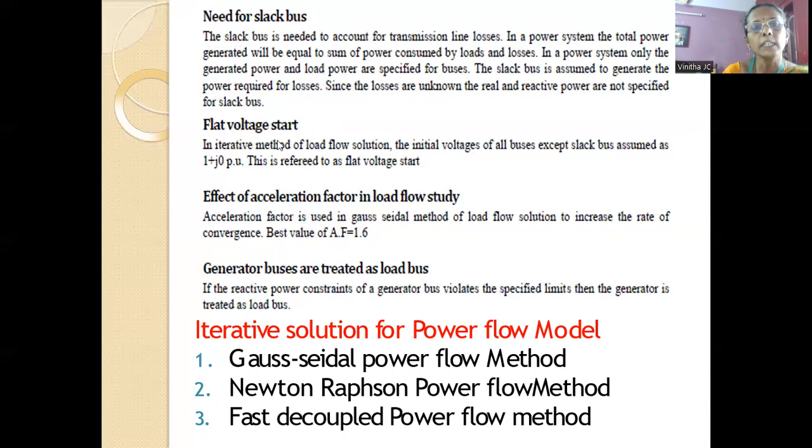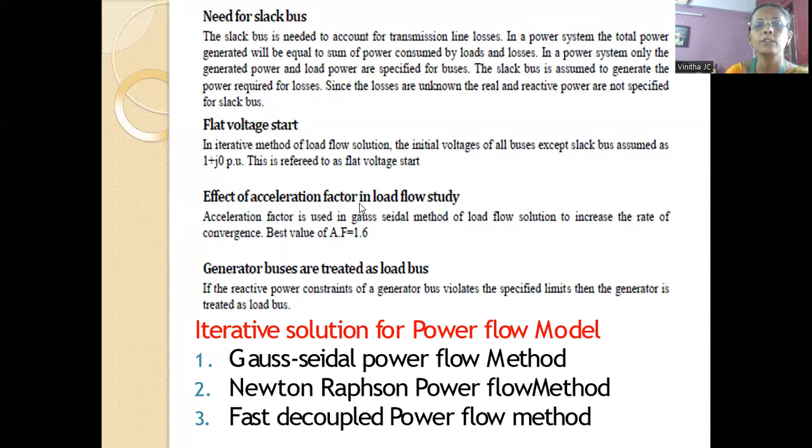Now let us see what the flat voltage profile is. The flat voltage profile is nothing but the initial voltage assumed for an iterative process. As I said earlier, the methods used in load flow analysis are iterative methods, so an initial voltage is assumed for all the buses except the slack bus, and this is called the flat voltage profile.